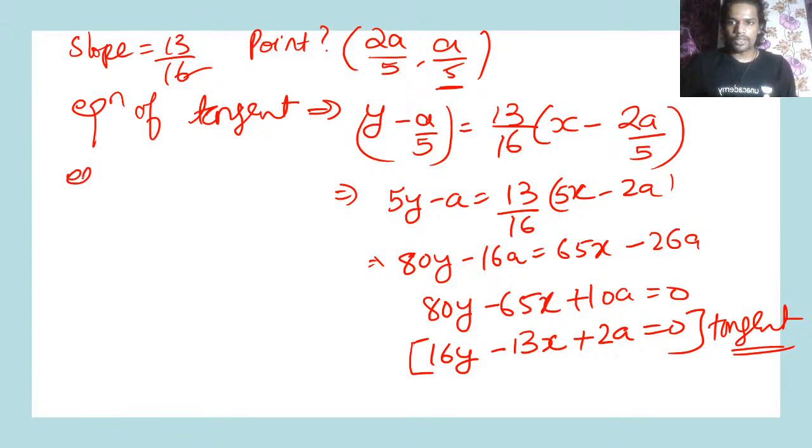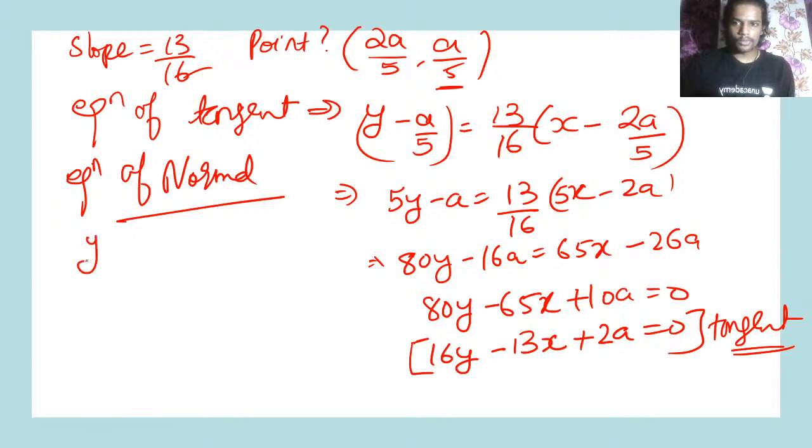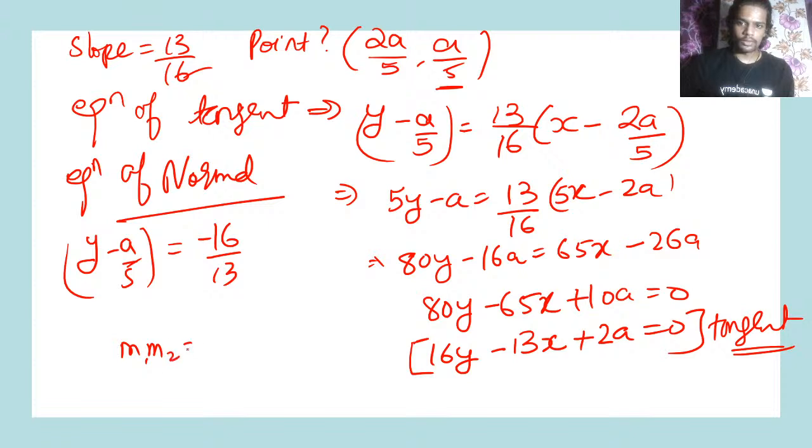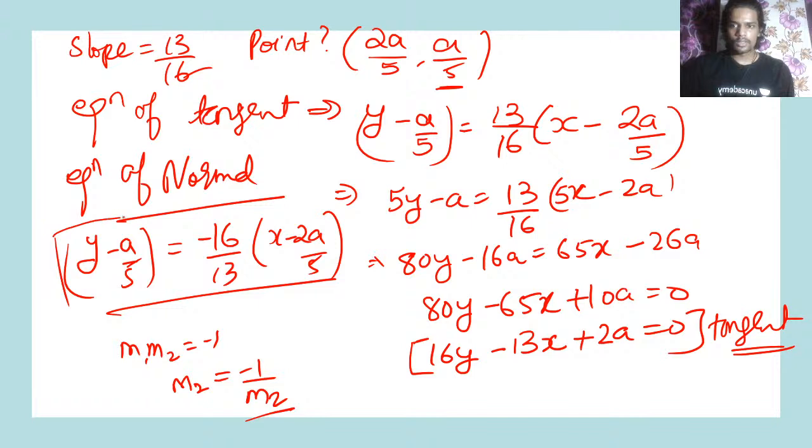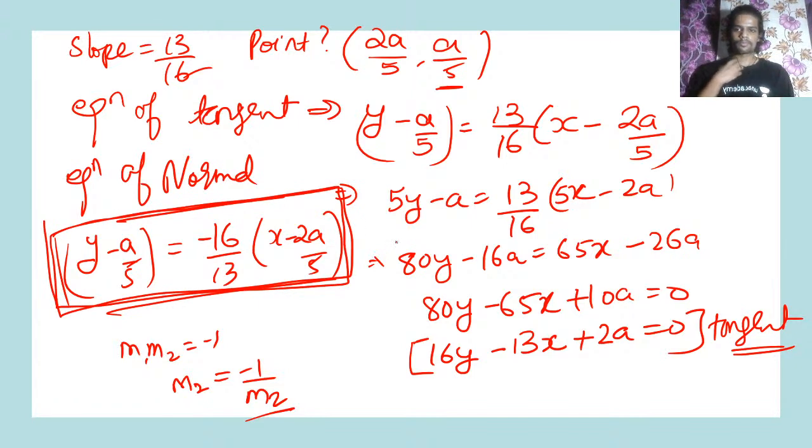Similarly, you can calculate the equation of normal. It will be the same, y minus y1. See, the slope of a normal is minus 1 upon the slope of tangent. So it will be minus 16 upon 13. Remember, m1 m2 equal minus 1. So slope of normal is equal to minus 1 upon slope of tangent. So minus 16 by 13 into x minus 2a by 5. You try to solve this and you will get the equation of normal. This is normal and this is tangent.